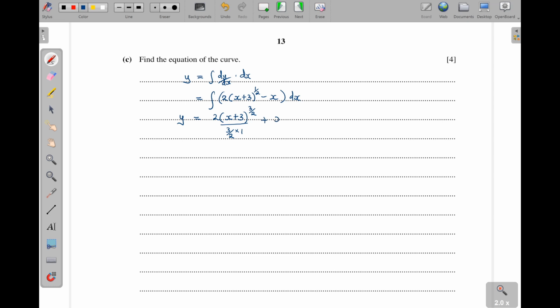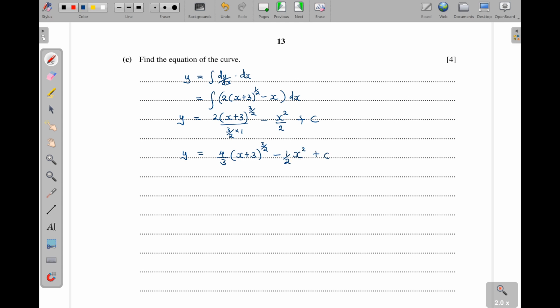Then, of course, it's a minus. Then x, increase the power by 1, divide by that new power. Then plus c. We need to put that arbitrary constant because we don't know the constant which was differentiated and then disappeared. Now this one simplified, this one will somersault and go up, then we shall have 4 over 3 into (x plus 3) to the power 3 over 2, and then minus a half of x squared plus c.